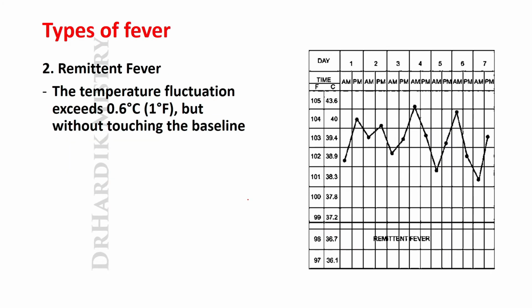Second, remittent fever. The temperature fluctuation exceeds 0.6 degrees Celsius or 1 degree Fahrenheit, but without touching the baseline. Here in remittent fever also, the body temperature is increased above the normal level, and it does not touch the baseline. But here the fluctuation between the up and bottom level is more than 0.6 degrees Celsius or more than 1 degree Fahrenheit.